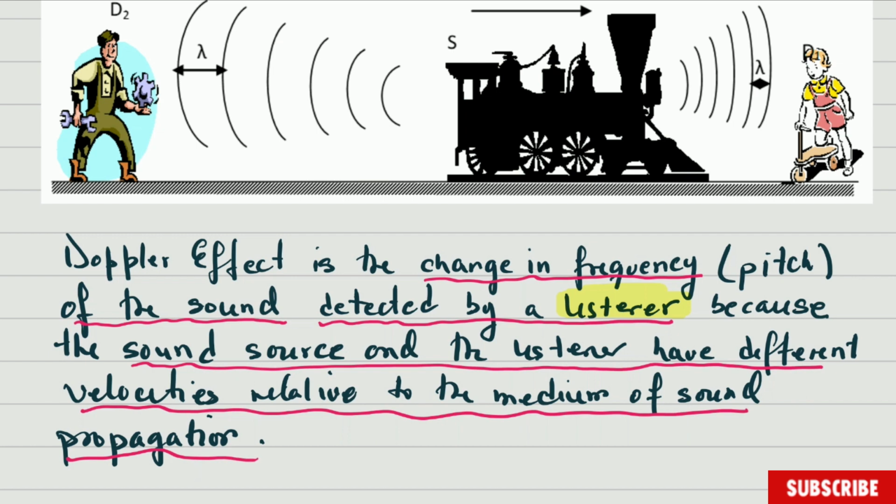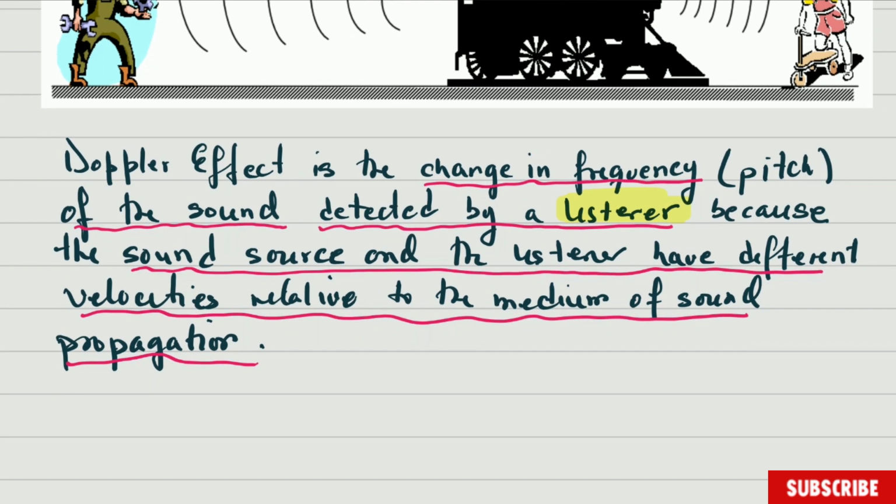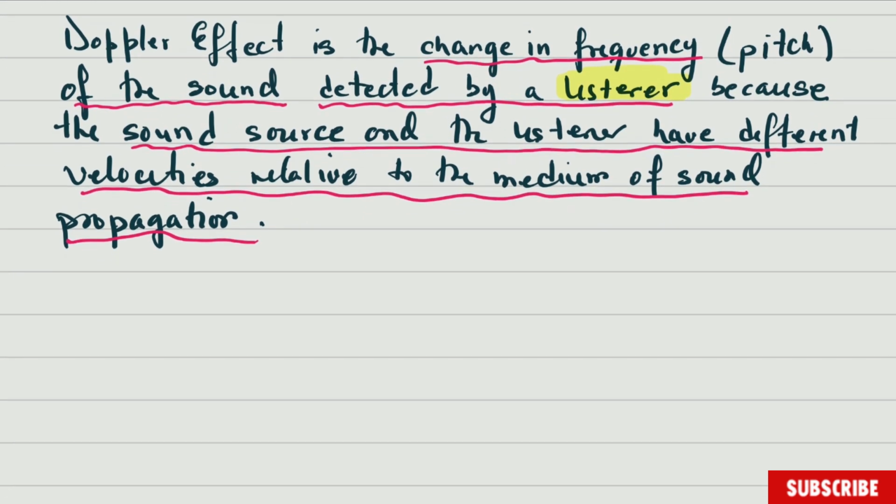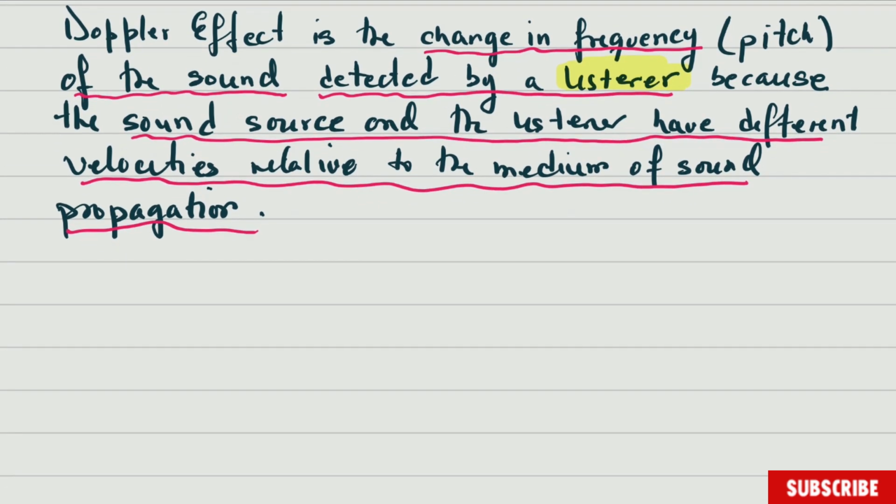This is the Doppler effect. It is going to be in the exam for sure. It is always going to be there. Now, the formula is also going to be in the exam. What is the formula for Doppler effect?